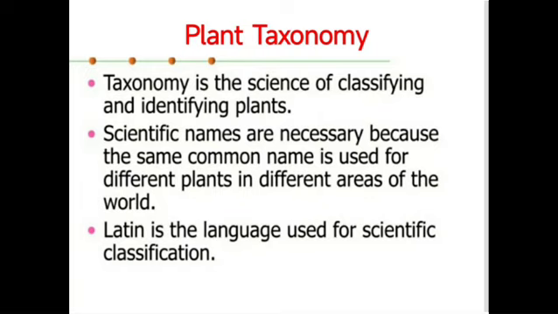Plant taxonomy. Taxonomy is the science of classifying and identifying plants. Scientific names are necessary because the same common name is used for different plants in different areas of the world. Latin is the language used for scientific classification.